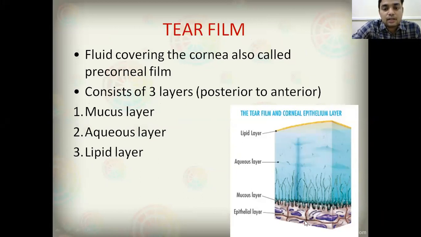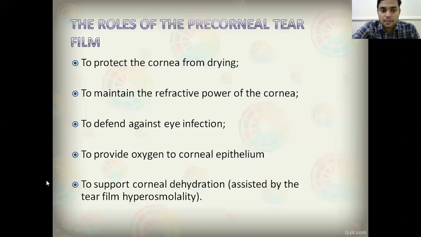Posteriorly, it starts with the mucus layer. In this picture you can see the epithelium of the cornea. This epithelium of the cornea is covered by the tear film. The tear film has 3 layers. From posterior, it starts with the mucus layer, which is present over the epithelium of the cornea, then anteriorly we have the aqueous layer and the lipid layer.